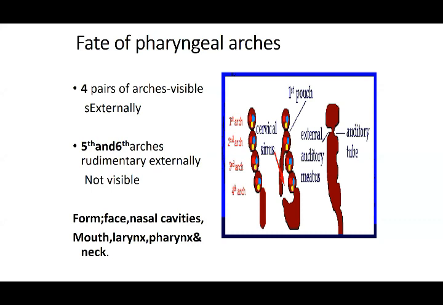They form the face, nasal cavities, mouth, larynx, pharynx, and the neck. So this is all what you have in the region of the neck. We form the head, that is, we form the skull, the mandible, and the hyoid bone. All that was the head. This is the portion of the neck, that is the pharynx. So it just has four pairs of arches, of which the fifth and sixth become rudimentary. They are very small, you can neglect them, and you will not form anything from them.